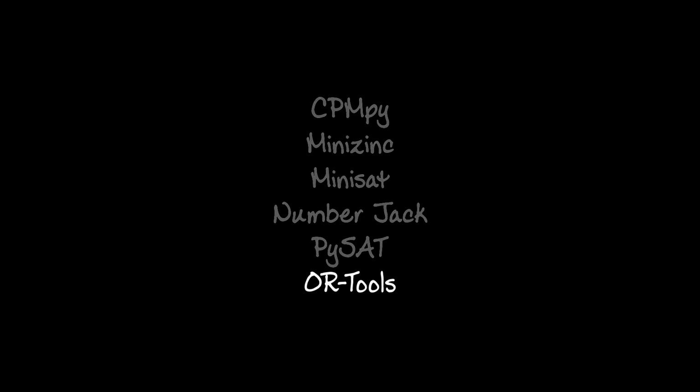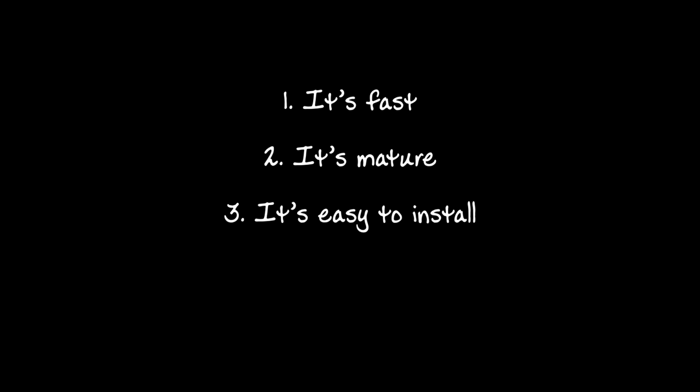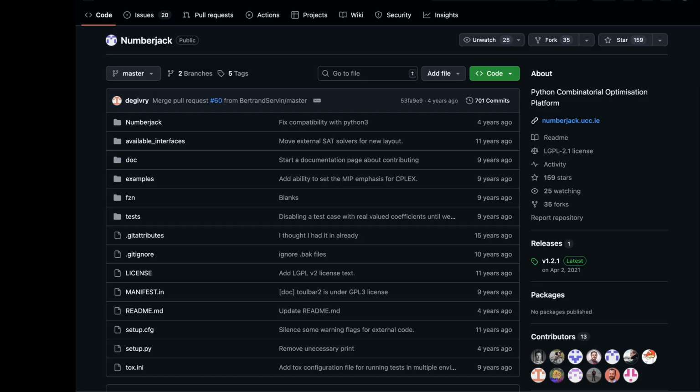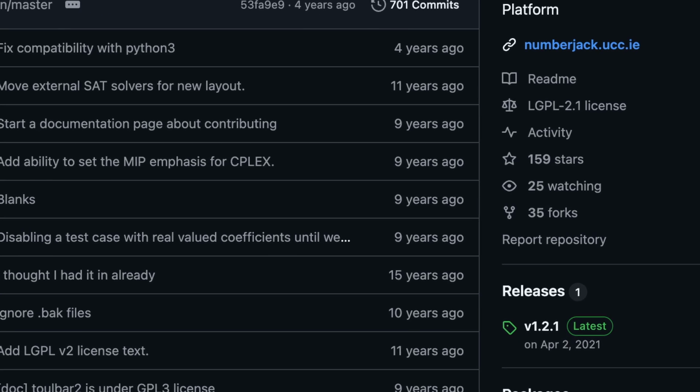Why? Well, here's 4 reasons. It's quite fast. It's well supported and mature, at least 15 years old and still being maintained. It's easy to install, and I don't think it's going anywhere soon. That can be a problem when you rely on third-party tools. There was another constraint solver I liked a lot called Numberjack. It has a fairly elegant API, but it's buggy, and it hasn't been updated in quite a while.